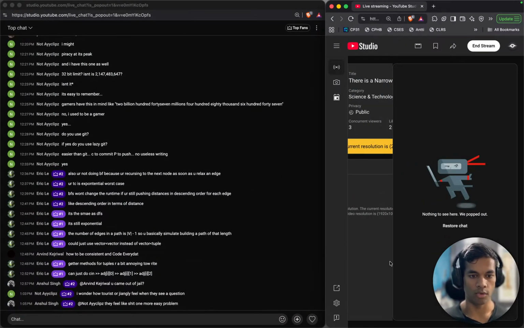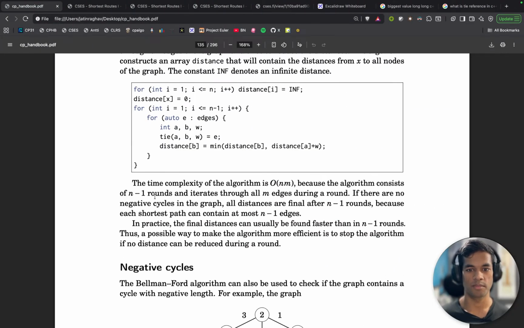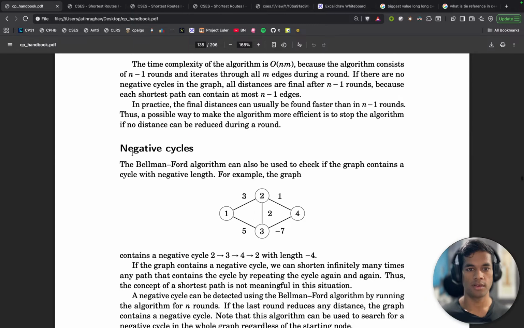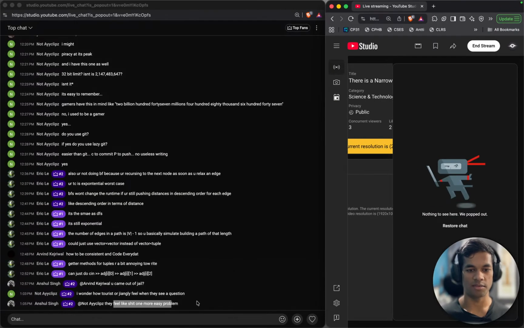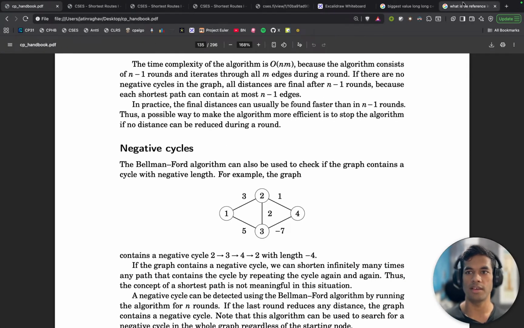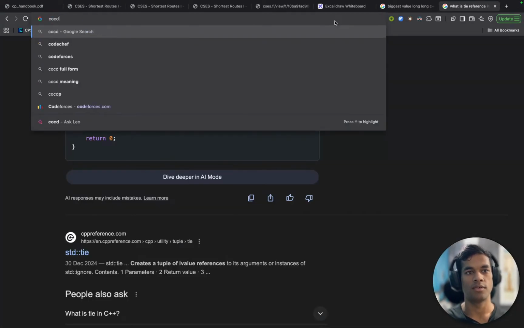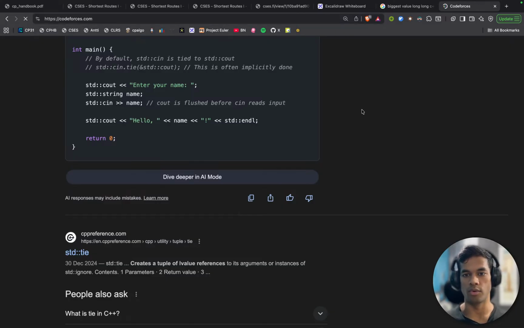I wonder how tourist or Jiangly feel when they see a question. I think they just go with their guts at this point. They feel like, shit, one more easy problem. Yeah, that is how they must feel. So that is nice. Negative cycles. And if you read code written by Jiangly, it is very simple and very straightforward. Feels like he is writing in English. We can actually read the code.